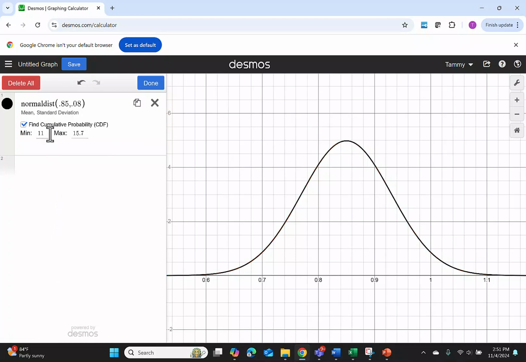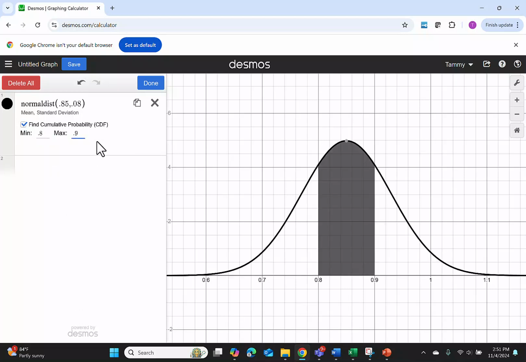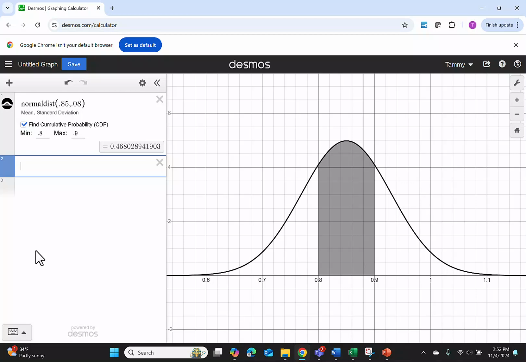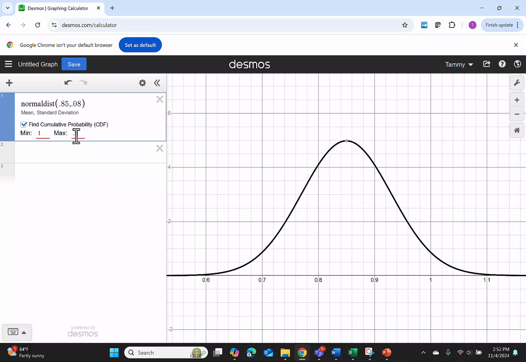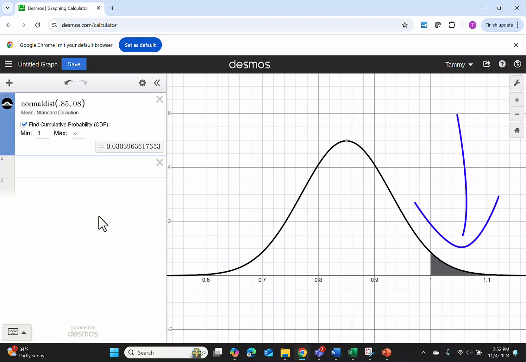The first thing we want to find is the probability that our espresso is between 0.8 and 0.9 ounces. This means we want to go half an ounce lower and half an ounce higher than the mean. Desmos shows us that the probability that our espresso would be between 0.8 and 0.9 ounces is 0.4680. We also wanted to know the probability that the espresso was over an ounce. Over an ounce says the minimum would be 1, and we wouldn't have a maximum, which says it's 0.03039. We will call that 0.0304 or 3.04%. Notice that this is in the tail area of the graph and is a really small chance of occurring.